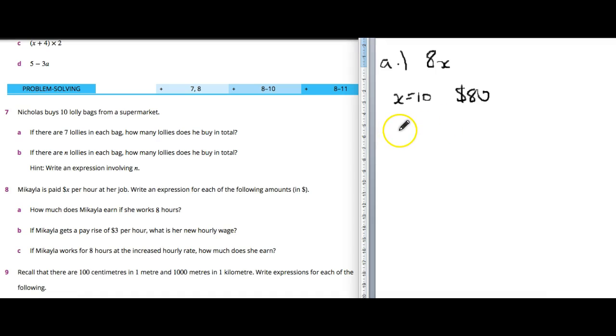But let's say she works on a Sunday when you always get paid more. So she gets double pay. So 8 times 20 is $160. Okay, so that's how algebra is used. You just substitute in a value. Okay, so let's look at question 8b.